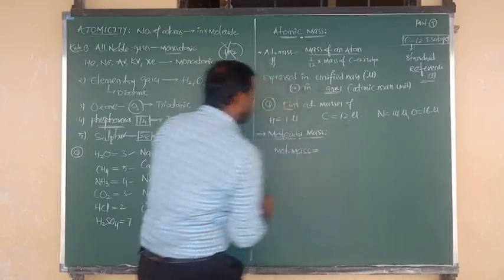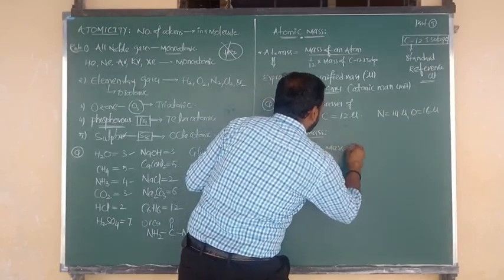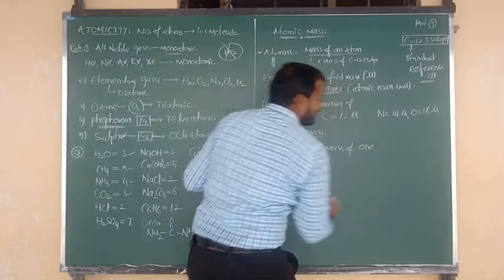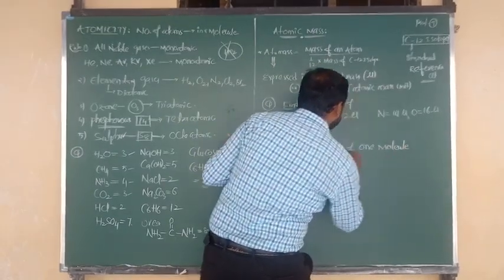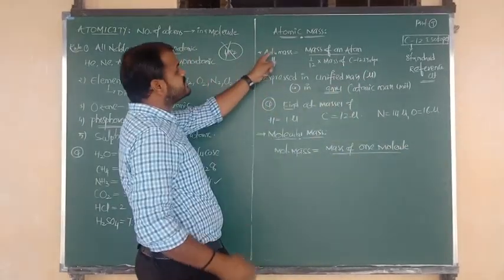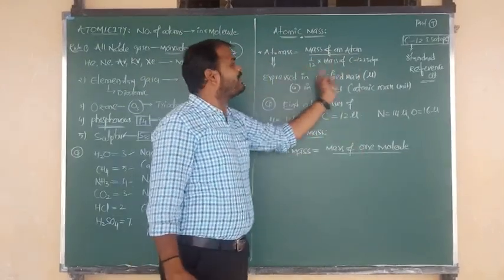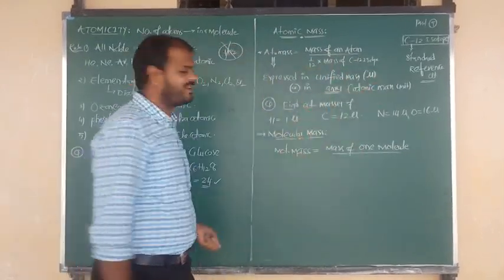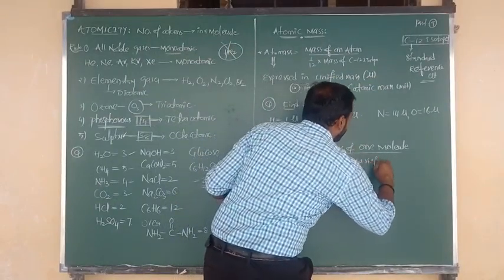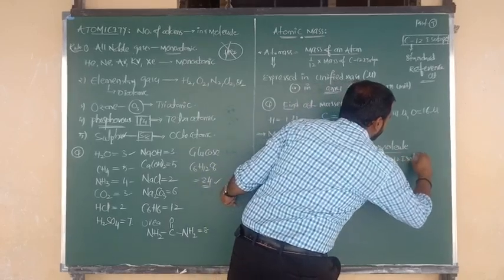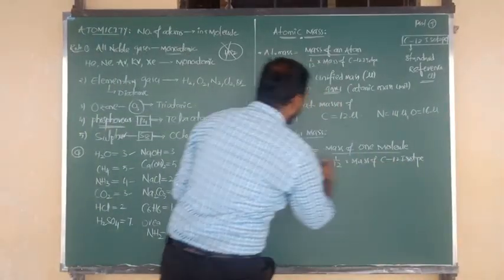Molecular mass is equal to the mass of one molecule of a substance. Here, what is meant by atomic mass? Mass of an atom. What is meant by molecular mass? Mass of one molecule. And the below data is the same, because there is a fundamental element. So we can say 1/12 into the mass of the C12 isotope. That is the information, and this formula you have to remember.